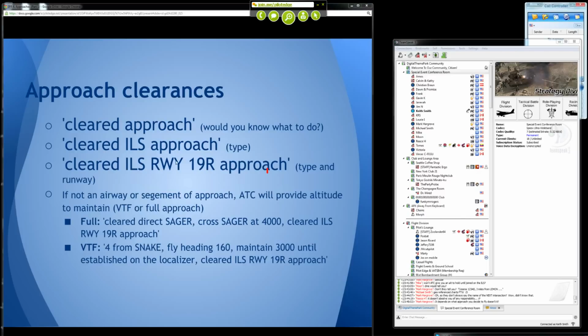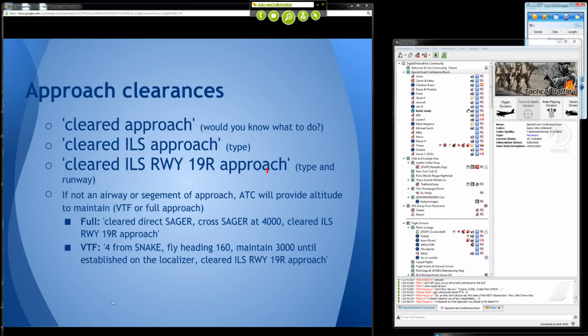I kind of got ahead of myself a little bit. What does "cleared approach" actually mean? It means that you can fly any of the approaches at the destination airport. Doesn't matter whether it's an ILS or a localizer or a VOR or an LDA approach or an RNAV approach. All of those are all good. ATC doesn't care. Fly any approach you like. So then the question is, okay, what altitude can we drop to?